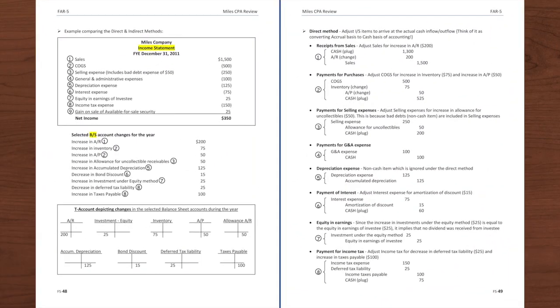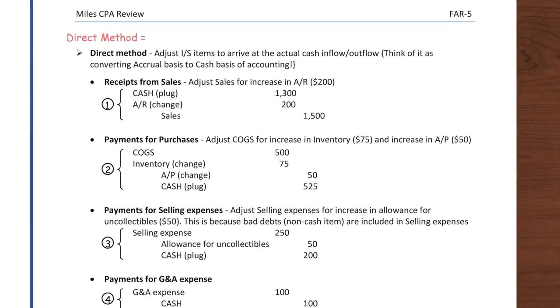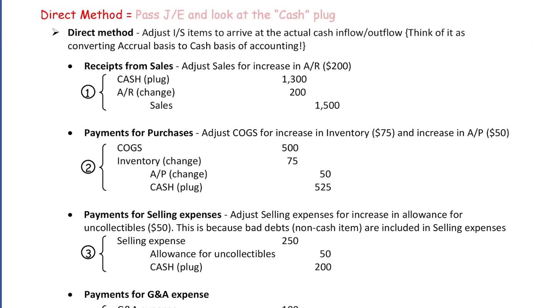On page 49, we're looking at the direct method journal entries, and look at the cash plug. So looking at the first journal entry, sales was $1,500, but accounts receivable increased by $200. So the cash collections on sales, that was $1,300. So highlight cash, and that's your plug. Second journal entry, COGS was $500, but inventory increased by $75 and accounts payable increased by $50. So the cash plug was $525. So highlight cash on the credit.